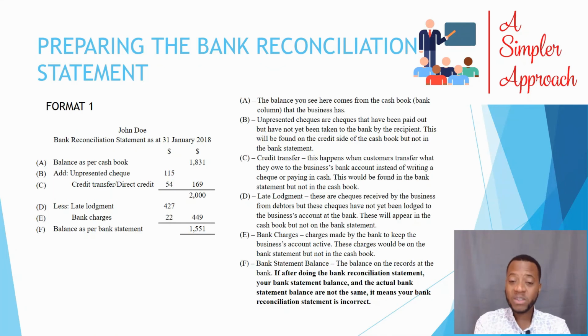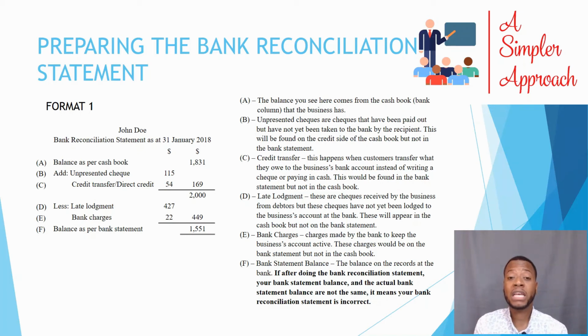Now, format 1 would look like this. Remember that with format 1, everything is there. No updated cash book is done. Everything is in one place. Okay? And as you can see, I've placed A, B, C, D, E, F just to give an explanation as to what these things are. Now, briefly, A represents the balance that is taken from the bank column of the cash book. All right? B represents unpresented check.